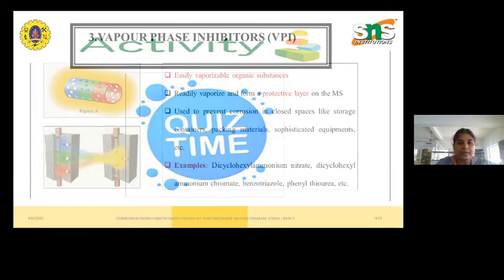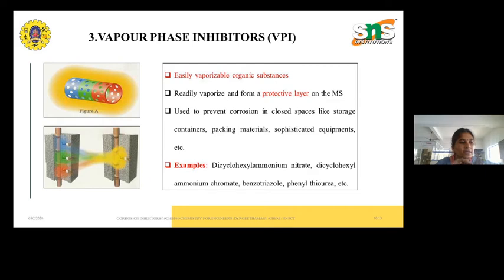And the last one is vapor phase inhibitors, VPI. Where the possible phases are not available, or we cannot change the anodic and cathodic area, we can use this method, vapor phase inhibitors. They are easily vaporizable organic substances which readily vaporize and form a protective layer on the metal surface.